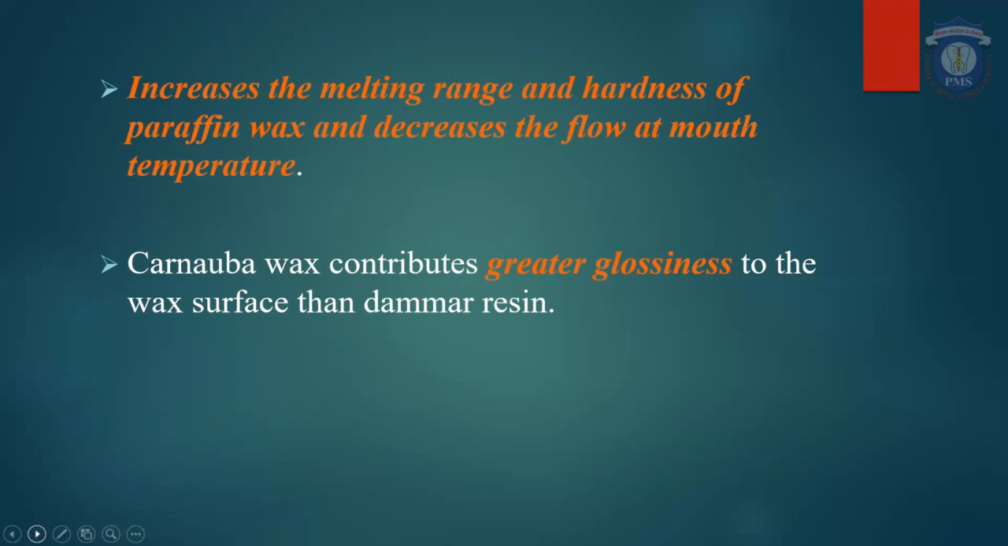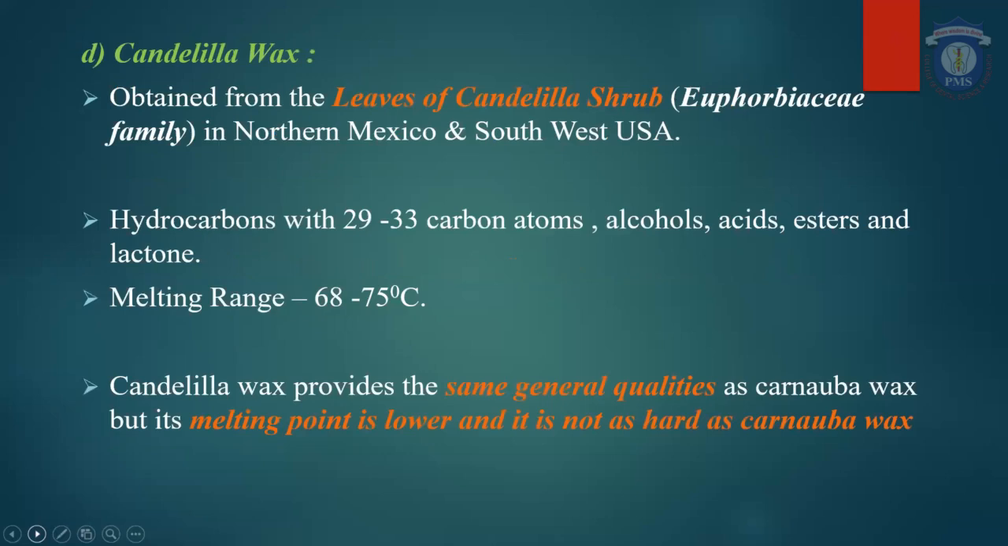So the main function is the first point, increasing the melting range. That is the most important one. When you are asked in the Viva also, first you have to tell them that. Then it improves the hardness of paraffin wax and also decreases the flow at mouth temperature. And while increasing the melting range, it also decreases the flow and increases the hardness, and like the gum damar, it also contributes to the glossiness, but to a greater extent when compared to that of the damar resin.